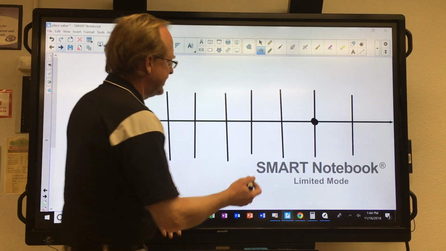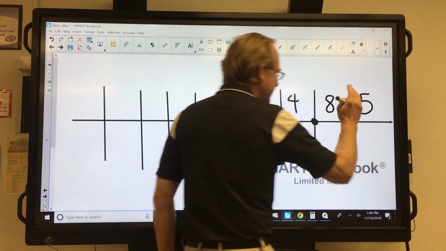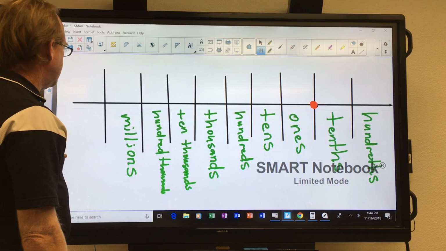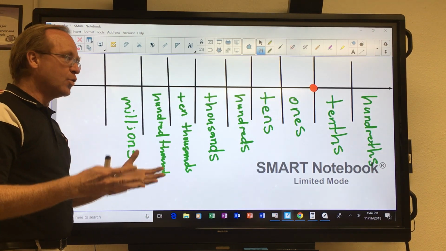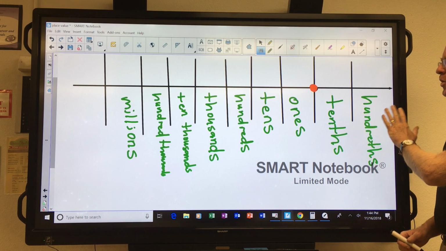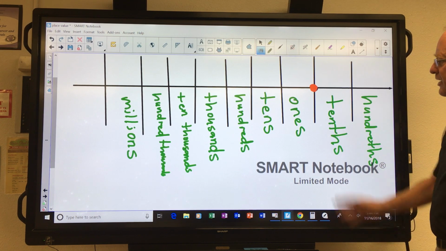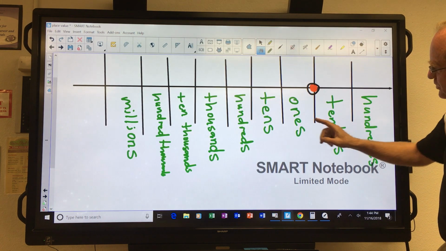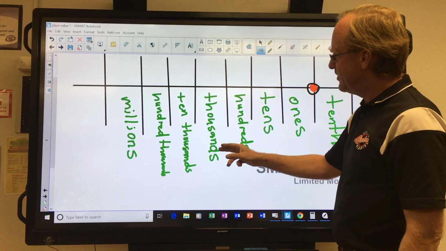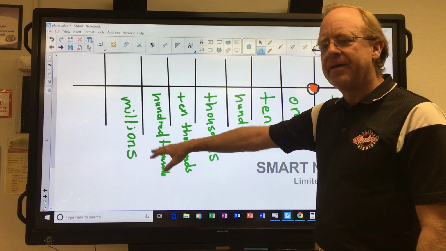Now, when you write a number, let's say, I don't know, 34.85. Each slot has a value, and those values are these. This is the set of rules that we operate. This slot is the hundredths spot, 1/100th. This spot is the tenths spot, 1/10th. When you cross over the decimal, you get into the ones, like the dollar, the 10, the hundreds, the thousands, the 10,000s, the 100,000s, and last that we'll worry about today, the millions.